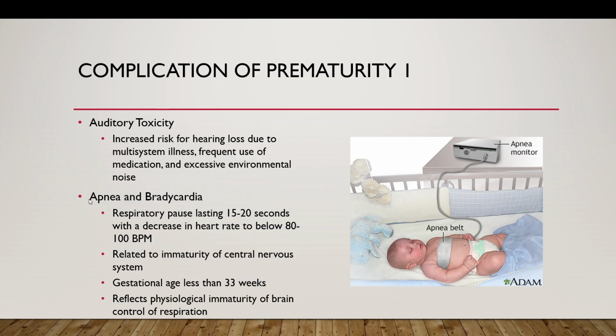Babies might also develop apnea or bradycardia, which is a respiratory pause, a breathing pause, that lasts 15 to 20 seconds with a decrease in heart rate to below 80 to 100 beats per minute. This is happening because there's an immaturity of the central nervous system. This is most commonly seen in babies born at less than 33 weeks gestational age. And it tells us that there is a physiological immaturity of the brain to control respiration.